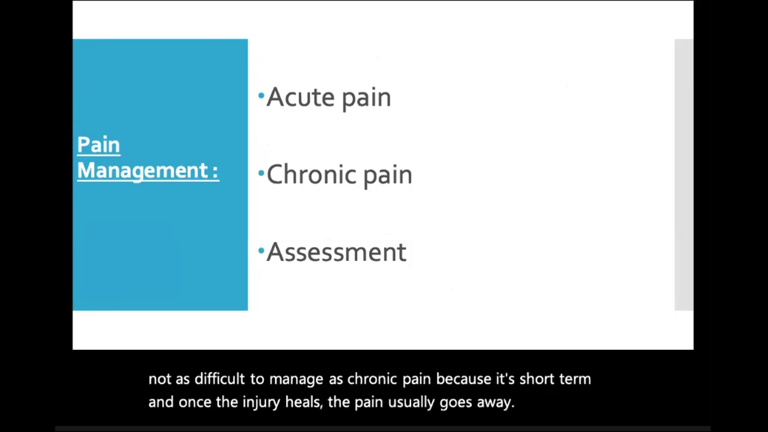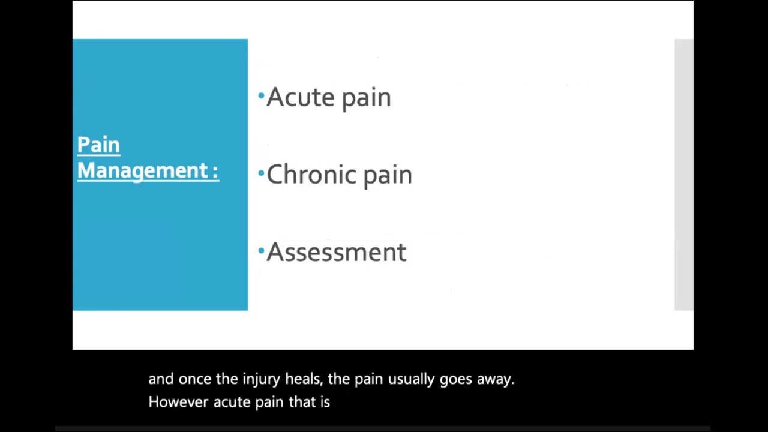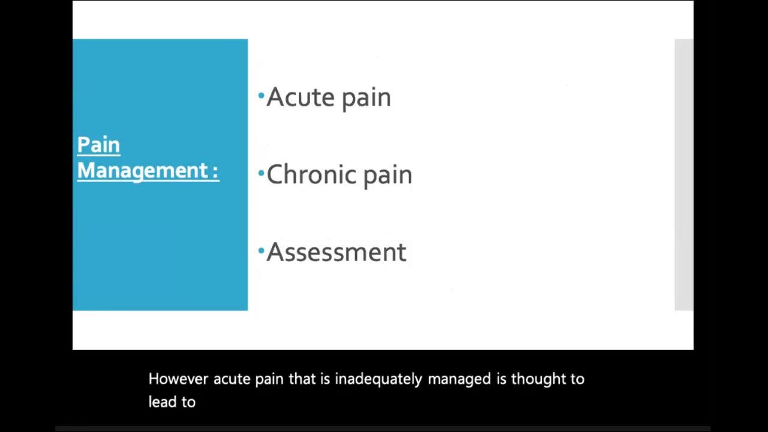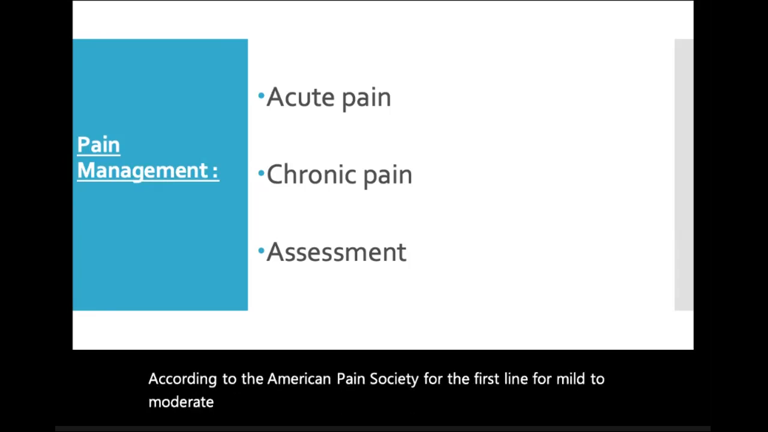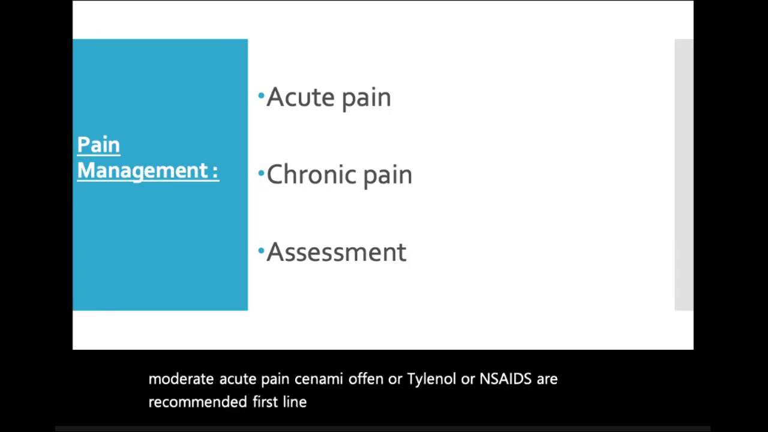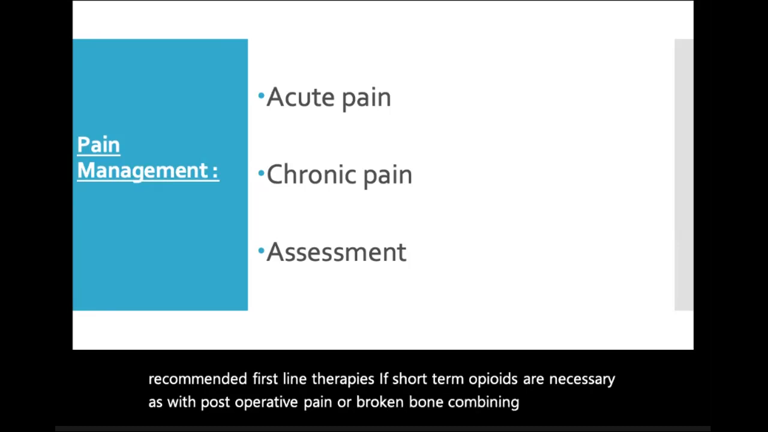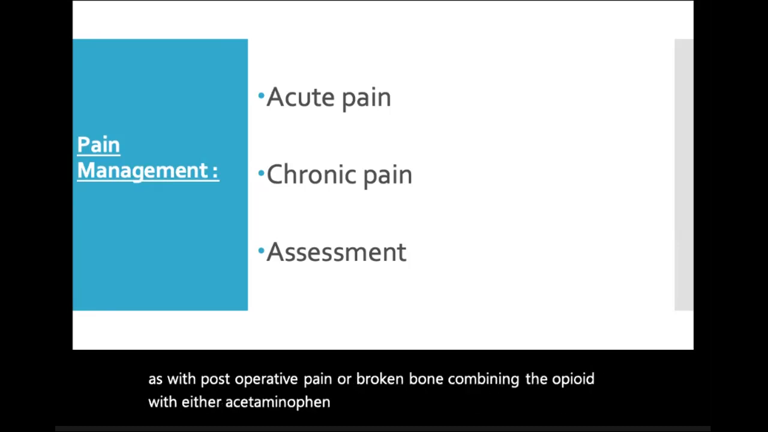However, acute pain that is inadequately managed is thought to lead to chronic pain. According to the American Pain Society, for the first line therapy for mild to moderate acute pain, acetaminophen or Tylenol or NSAIDs are recommended first line therapies. If short-term opioids are necessary, as with postoperative pain or a broken bone, combining the opioid with either acetaminophen or NSAIDs provides better pain relief than the opioid alone.